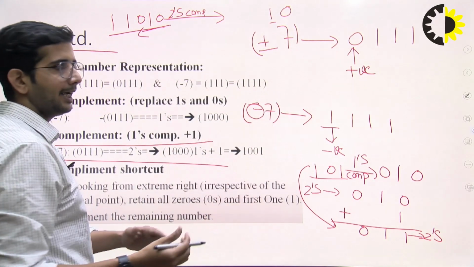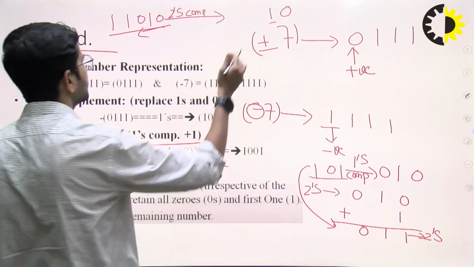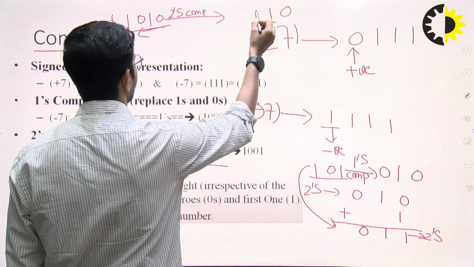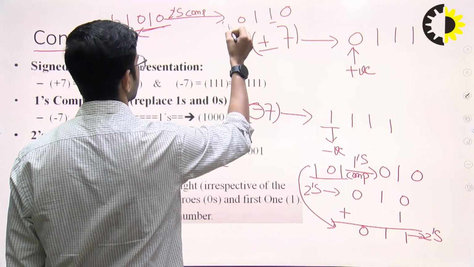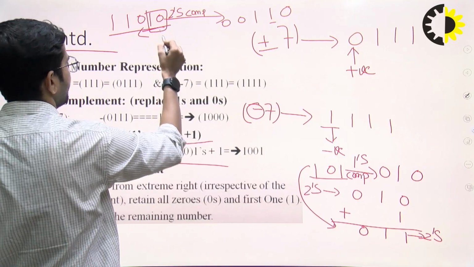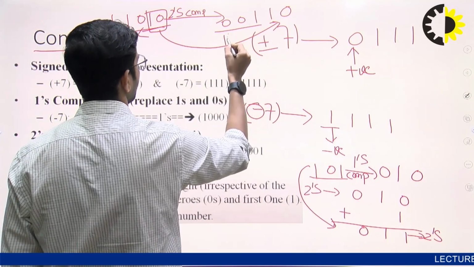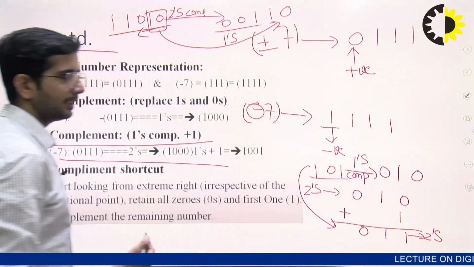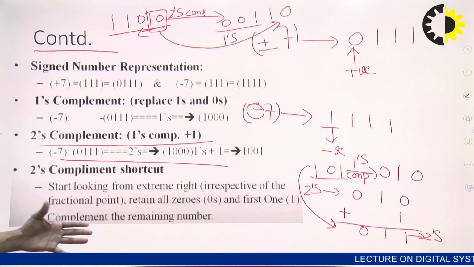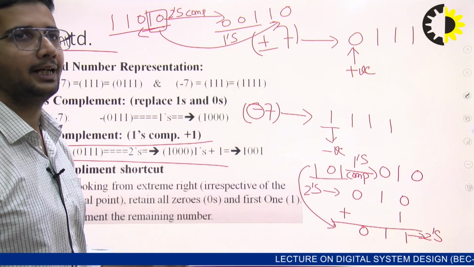After getting the first one in the code, we have to take the 1's complement of the rest of the bits, that is 110. Up to this first one, we copy the bits as they are. After that, we take the 1's complement. So that's how we can convert any number into its 2's complement directly, without taking the 1's complement and adding 1 to it.